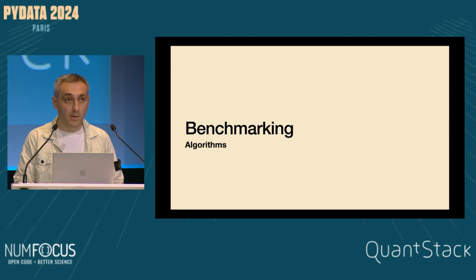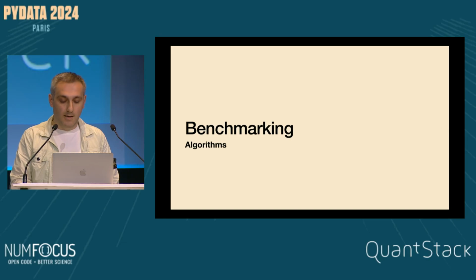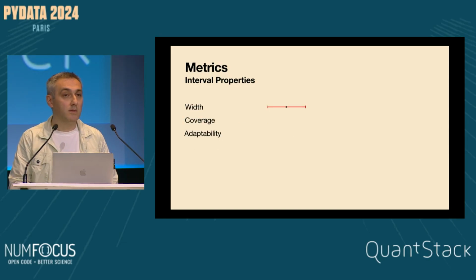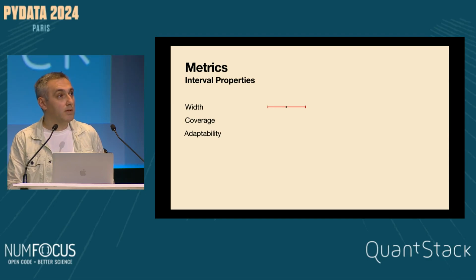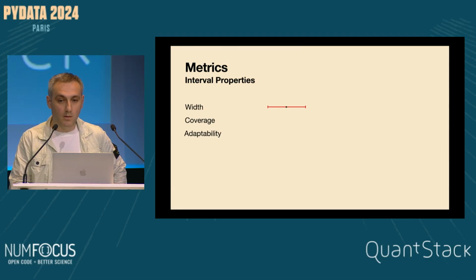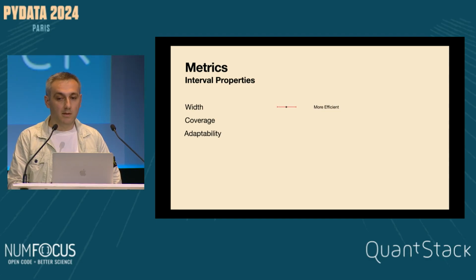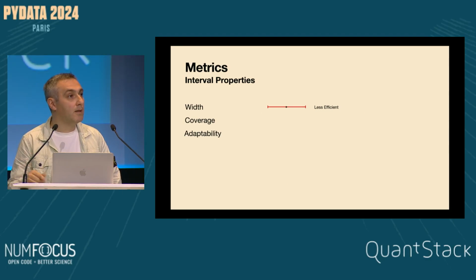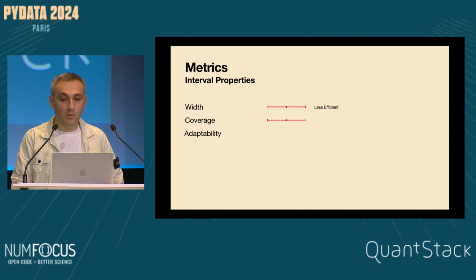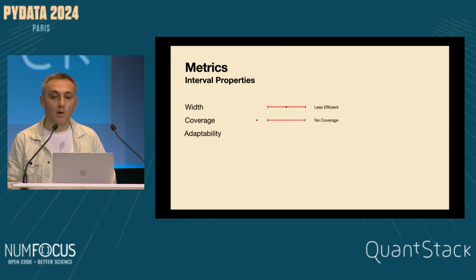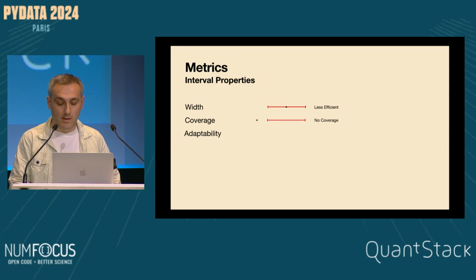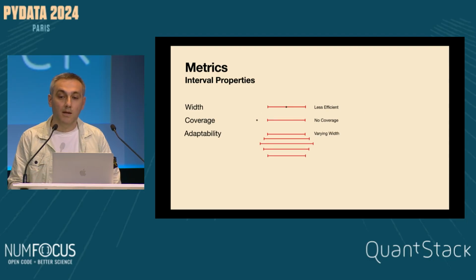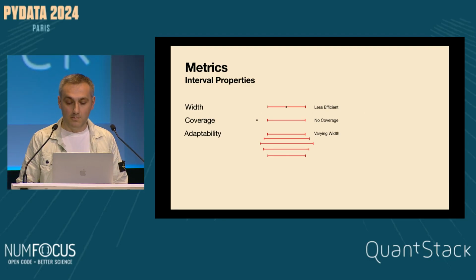Okay, so the next and final part of this talk is the benchmarking of these algorithms. But before we do that, we have to introduce metrics. So we have 3 different metrics for our intervals. The first one is the width or length. The smaller it is, the more efficient the interval is. That's another term from the literature. Of course, we want to have coverage. We want to capture the true value of the target variable using our intervals. And the third property is the adaptivity, the property that we are looking for.